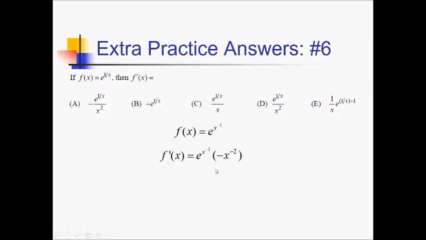And turning that into something that looks like one of the answer choices, this whole thing is going to be negative. I have an e to the 1 over x in the numerator. I have an x squared that can come down to the denominator. So that's going to match, let's see, answer choice. We have a negative, we have an x squared down there. Looks like answer choice A.